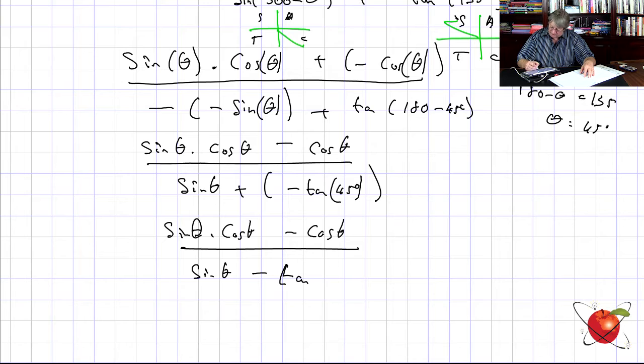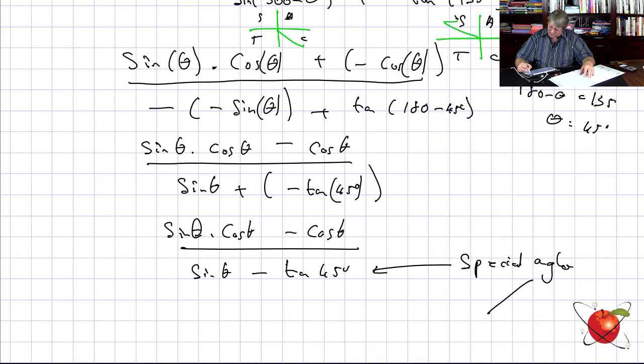Oops. Let's write you neatly. Tan of 45 degrees. 45 is a special angle. And I go right: 45, 1, 1, root 2. Tangent of that is 1.